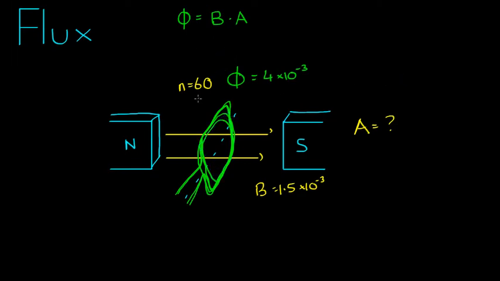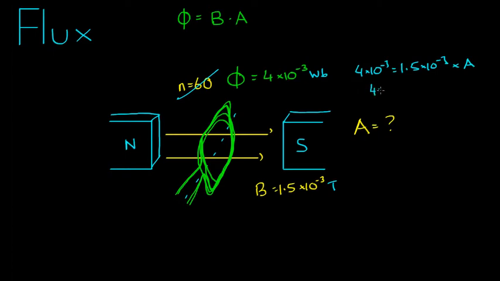Well, surprisingly, the flux does not depend on the number of loops in there. The flux is a measure of the number of magnetic field lines passing through a certain region of space. So we can work out the area just by using this simple formula up here. Flux, 4 times 10 to the negative 3, is equal to magnetic field strength, that's in Teslas, 1.5 times 10 to the negative 3, so I should put in units. Flux is in Webers, magnetic field strength is in Teslas, area is in meters squared, multiplied by the area.